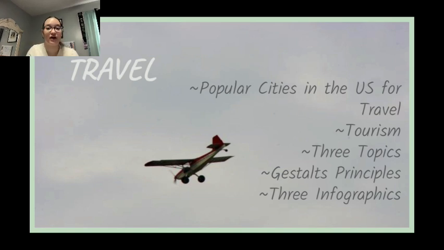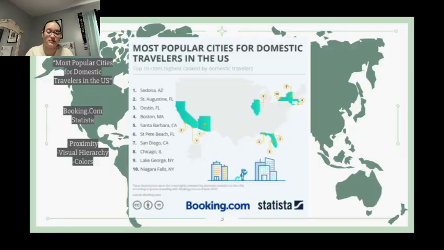Throughout these three infographics, two of which are not mine and one of which I created, we're going to be analyzing using specifically two sources from our school modules, and analyze using Dassault's principles as well. So first off, we have the most popular cities for domestic travelers in the United States.